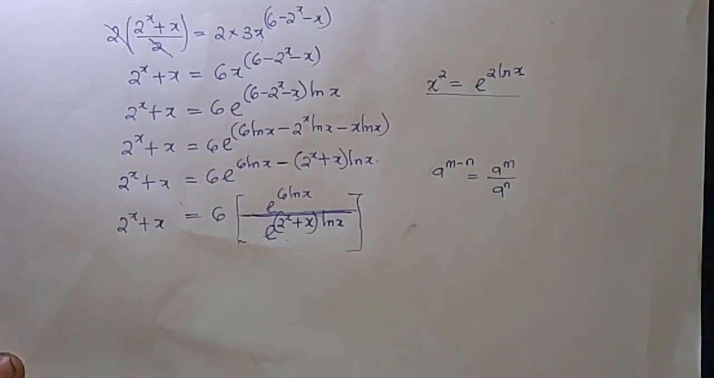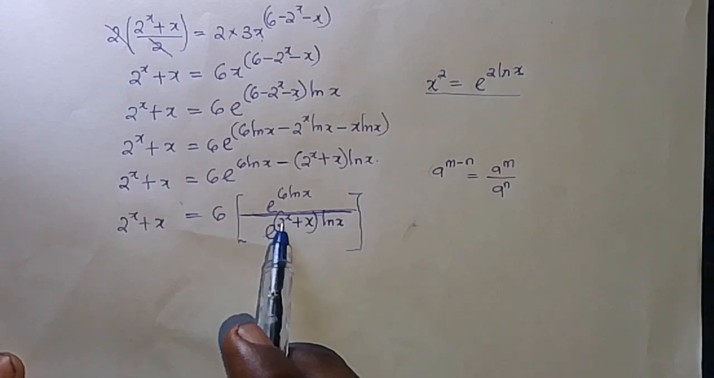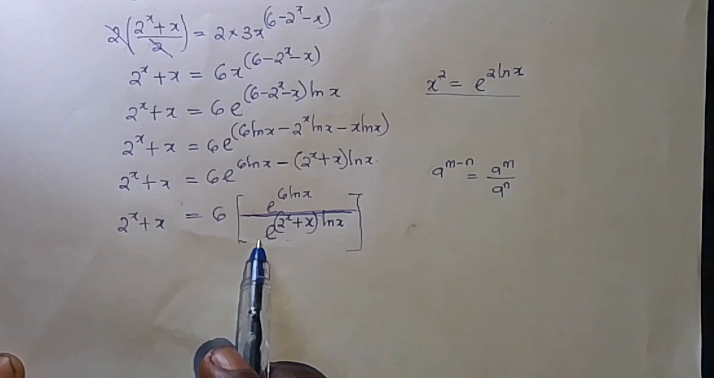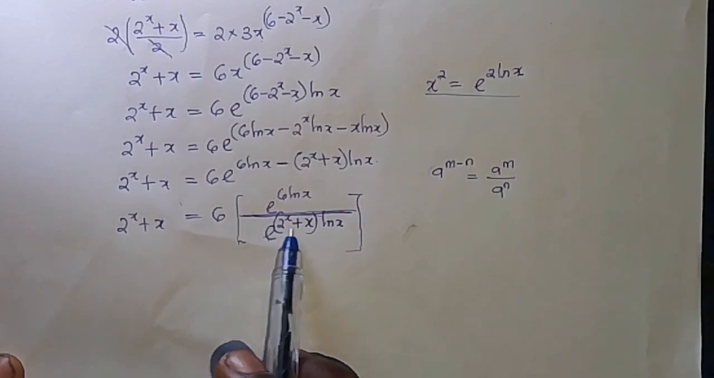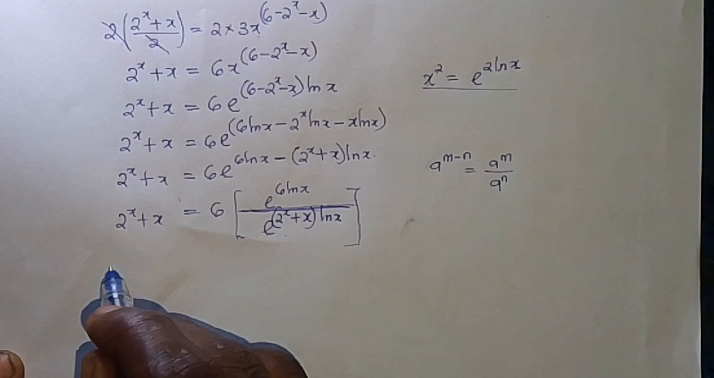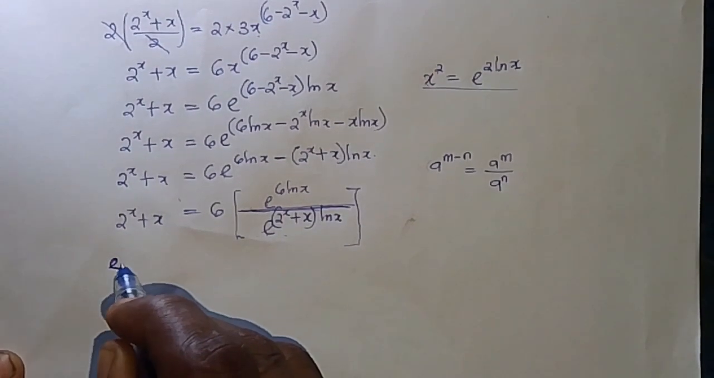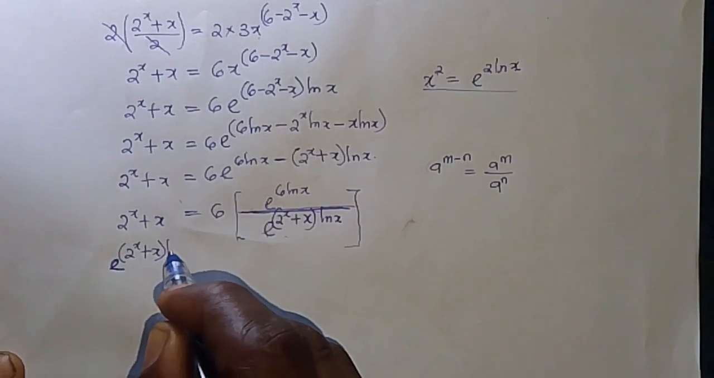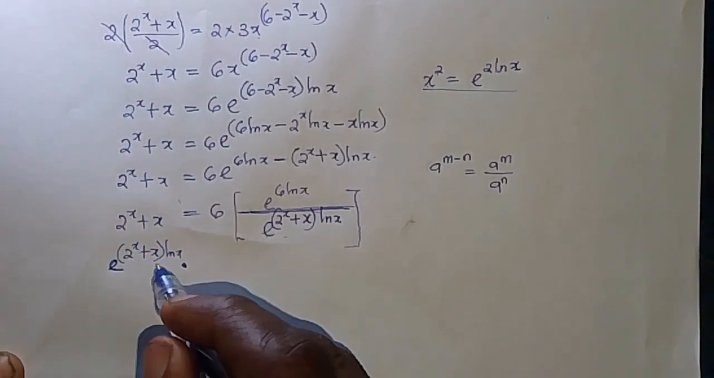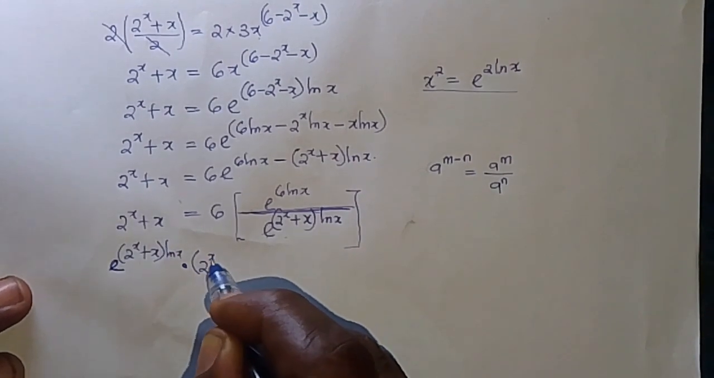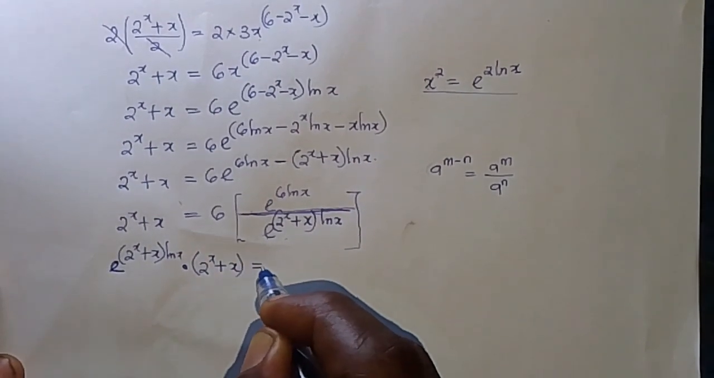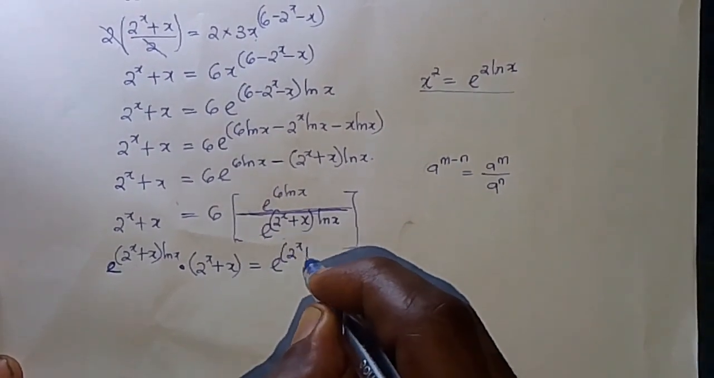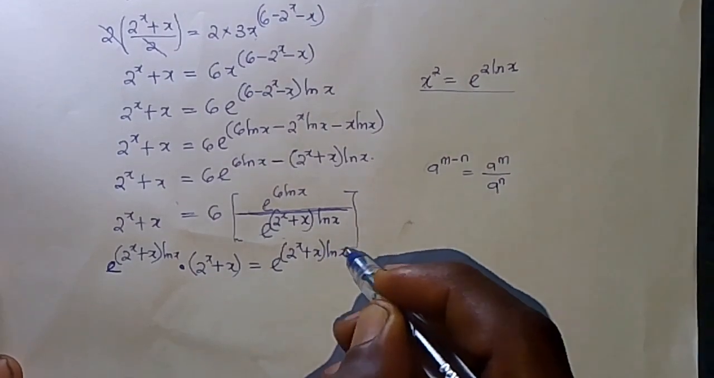So we need to continue by multiplying through by e to the power of 2 to the power x plus x multiplied by ln x. This is at the exponent of e. So if we multiply through by the whole of this, then we'll be having e multiplied by 2 to the power of x plus x multiplied by ln x multiplied by the whole of this 2 to the power of x plus x, which equals e to the power of 2 to the power x plus x multiplied by ln x.